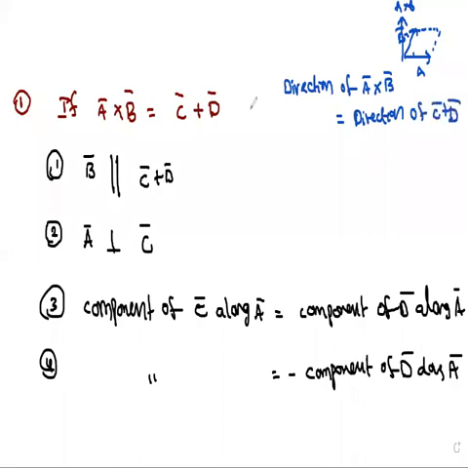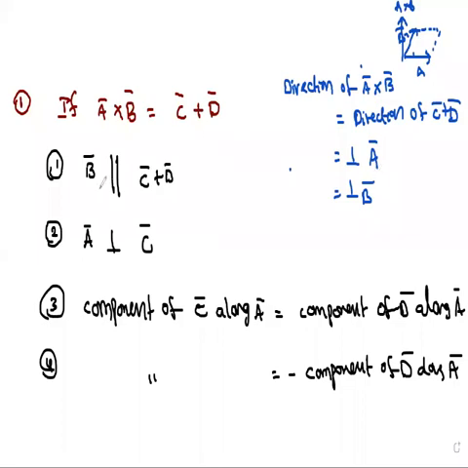If two vectors are the same, their magnitudes are the same and their directions are also the same. So the direction of A bar cross B bar and the direction of C bar plus D bar will be the same. But the direction of A bar cross B bar is perpendicular to both A bar and B bar. That means we can write that the direction of C bar plus D bar is perpendicular to A bar direction and perpendicular to B bar direction. This is the one point you can understand from the given information.